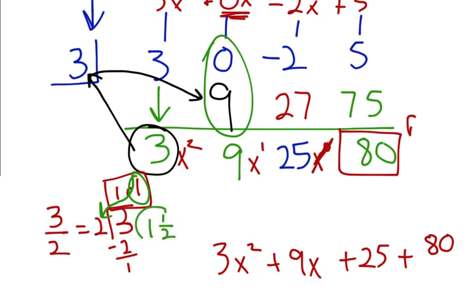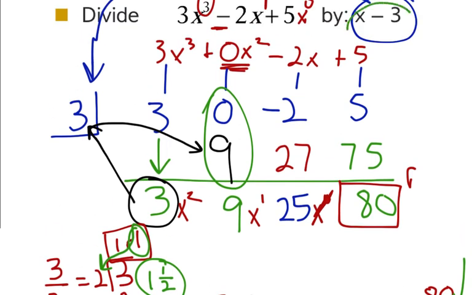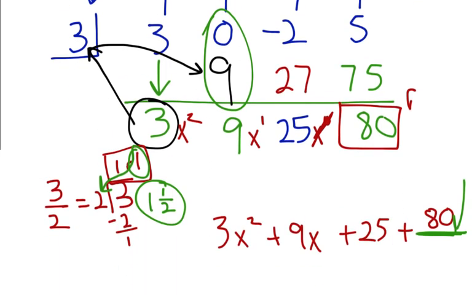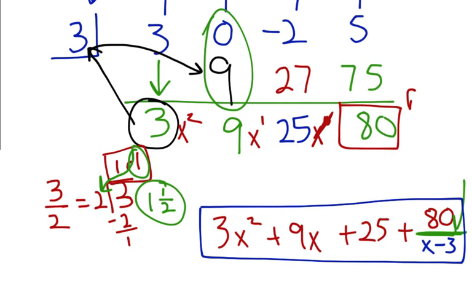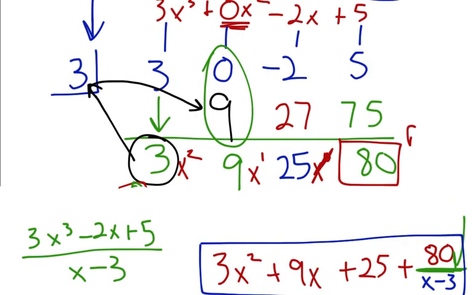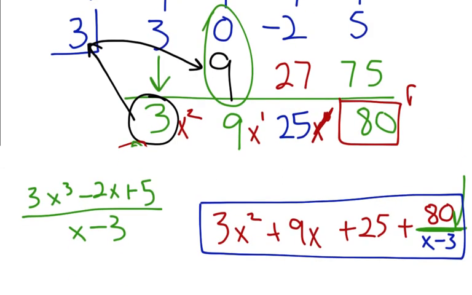We're going to do that exact same thing over here and take my 80 and put it over what I was dividing by, which was my x minus 3. So I put my 80 over x minus 3 in my actual answer. Okay, so this is your final result from the initial problem, which was 3x to the third minus 2x plus 5 over x minus 3. So that's your final result there.